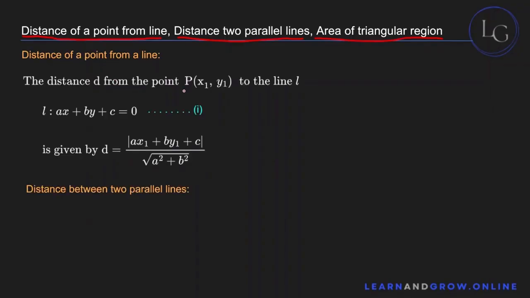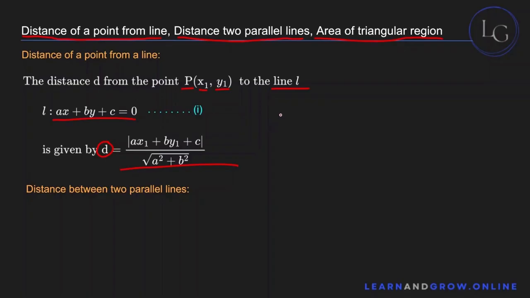So if you have a point, let's say the point is P, and the coordinates of point P are x1 and y1, and you want to find the distance of this point from a line, let's say that line is L, and the general equation of that line is this. You can find out the distance d from the point to that line by using this formula: the modulus of ax1 plus by1 plus c, divided by the square root of a square plus b square.